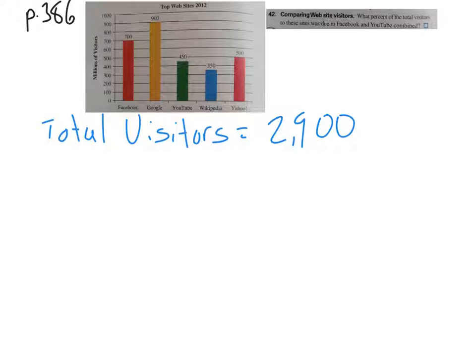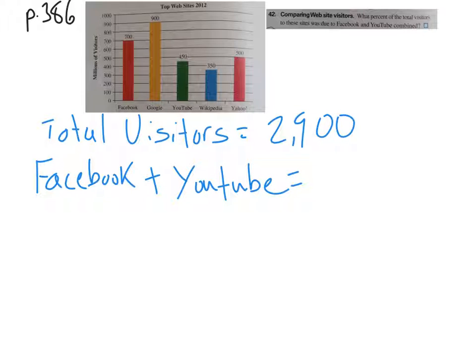And then it says was due to Facebook and YouTube combined, so let's just calculate that. Facebook plus YouTube. That is, Facebook is 700, YouTube is 450, so that should be 1150. Okay, and then we can set up our equation.